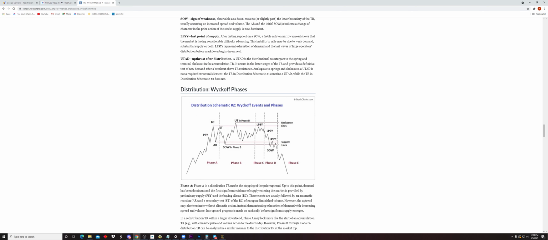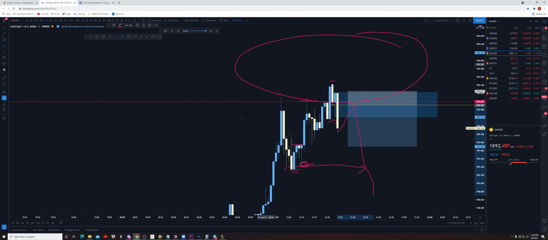Kind of the same as this as well. Maybe you have a UT, so this is a type 2 UT, right? It comes to test while breaking structure, so this is like an LPSY test, and then when it actually breaks the AR and sign of weakness, it never makes a move back up into those test zones, right? So that's what's happening here.